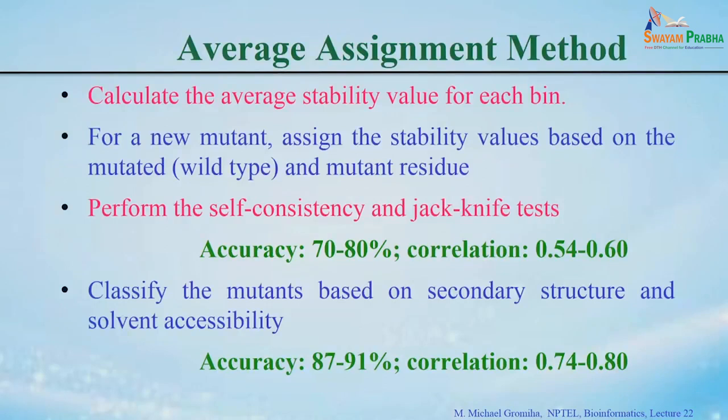Okay, so what is the status? If you do it like this, you can get an accuracy of up to about 70%. You can discriminate the stabilizing and destabilizing mutations, but if you classify with the secondary structure and ASA, you can increase this up to 80%. If you make different tests, you can get up to 80%. The correlation is around 0.5, and here you can see a correlation of about 0.7. That means if you make any method, this is the minimum accuracy and correlation you can get, just from assigning the method.